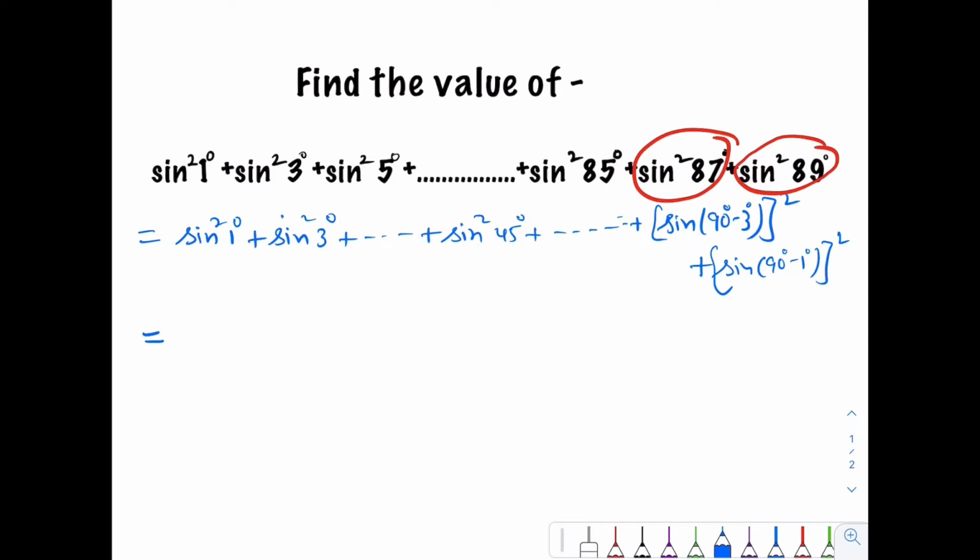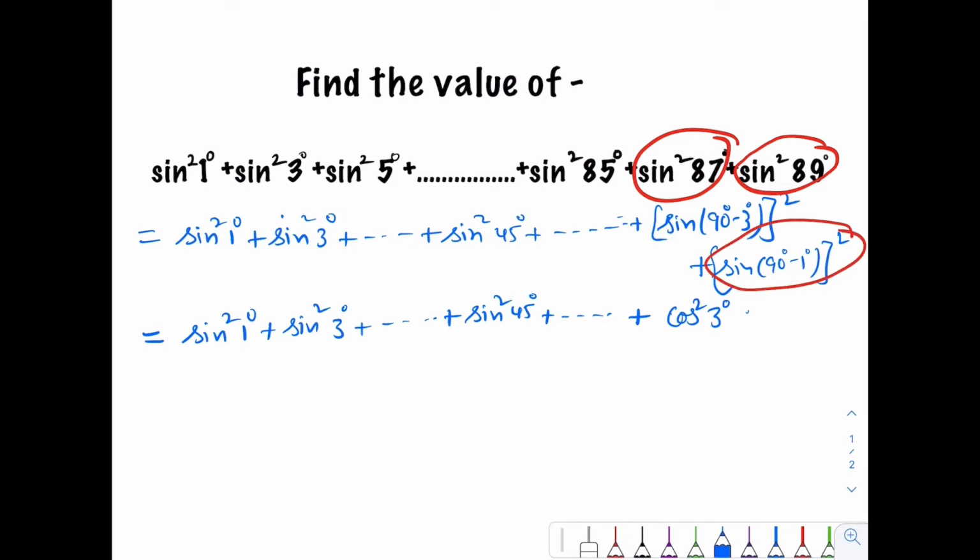And this expression is equal to sine square 1 degree plus sine square 3 degree plus so on plus sine square 45 degree plus so on plus sine of (90 minus 3). So 90 minus 3, we can write cos. So this is equal to cos square 3 degree. And the next expression, the second one, we can write as cos square 1 degree, since we know that sine of (90 degree minus theta) equals cos theta.